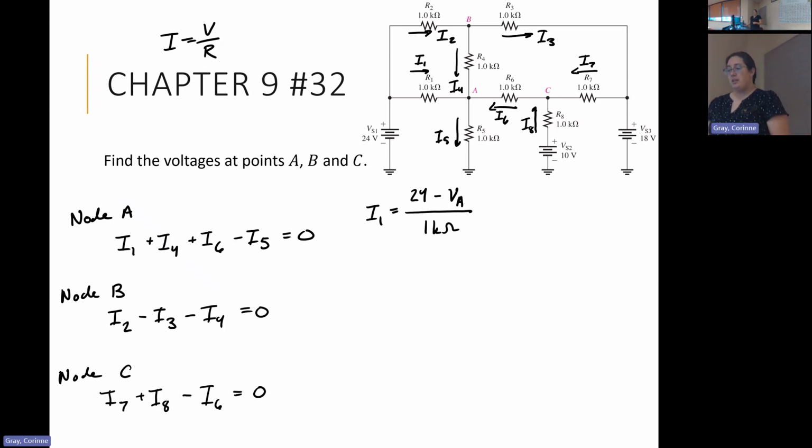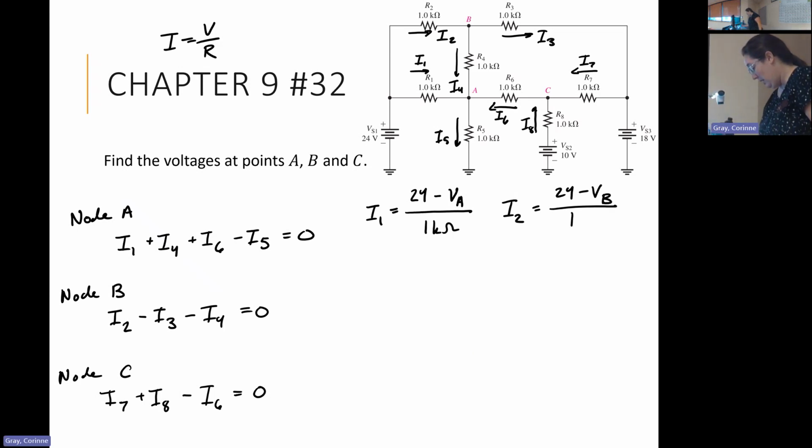So if we look at I2, that is starting at this node here. It goes up, this is all still 24, I have no voltage loss as I go across an ideal wire. I go across R2, and then I'm going to be at VB. So for I2, this is going to be 24 minus VB over my 1 kilo ohm.